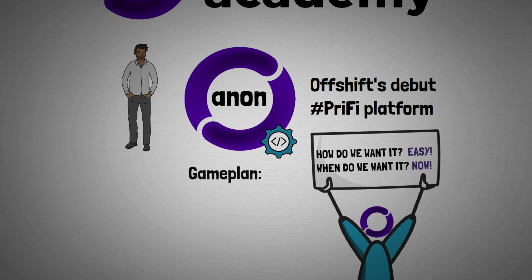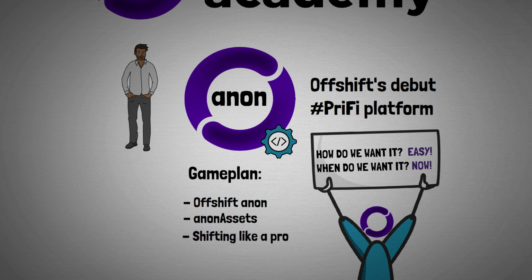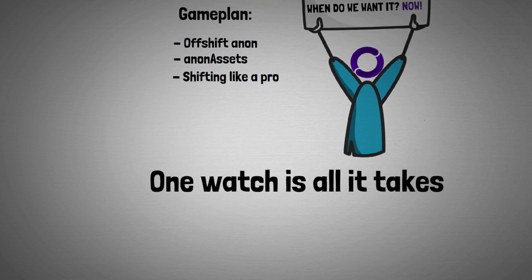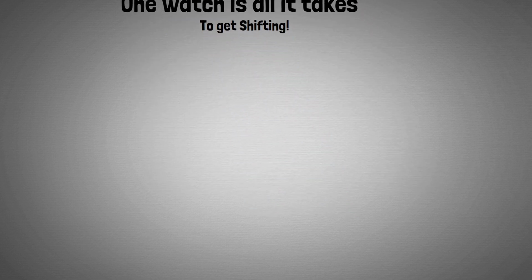While keeping it simple, we're going to cover the role Offshift Anon plays in the broader crypto landscape, the platform's native synthetics, anonAssets, and how users can leverage its basic shifting functions to restore their anonymity without ever leaving Ethereum's base layer. One watch is all you'll need to get geared up to make the most of Offshift Anon. Now that's enough talk, let's dive in.